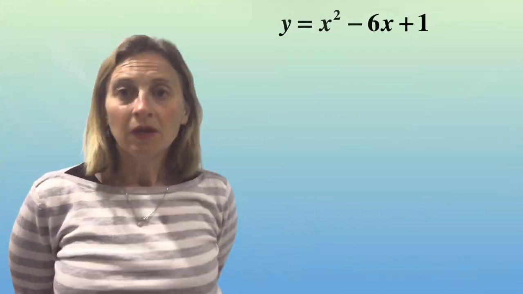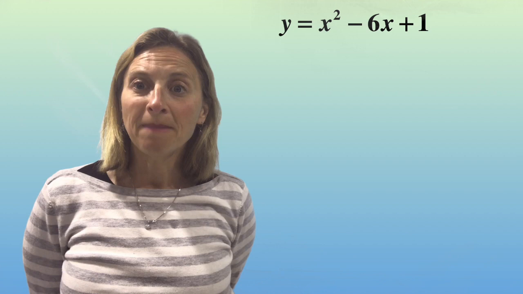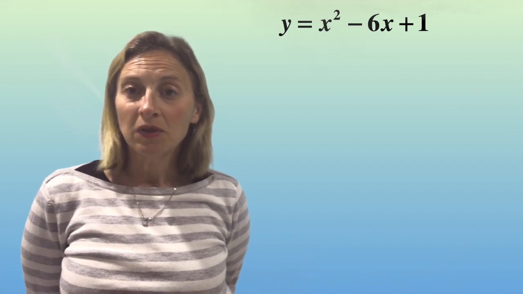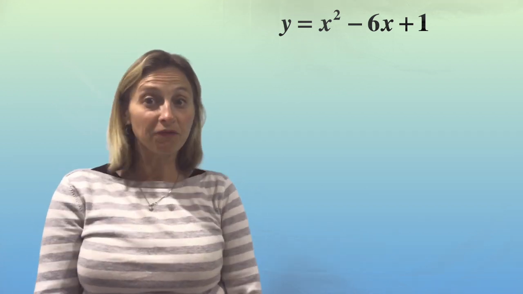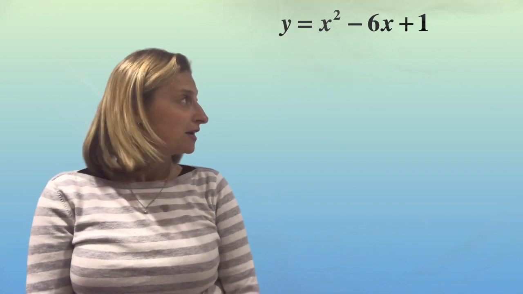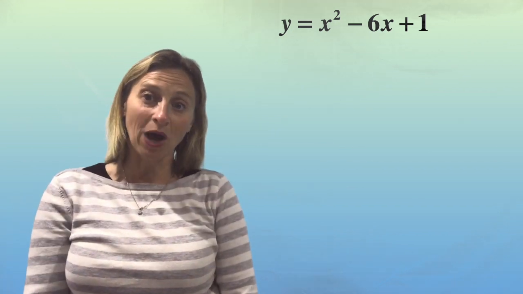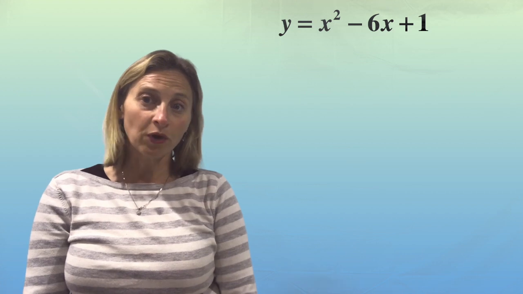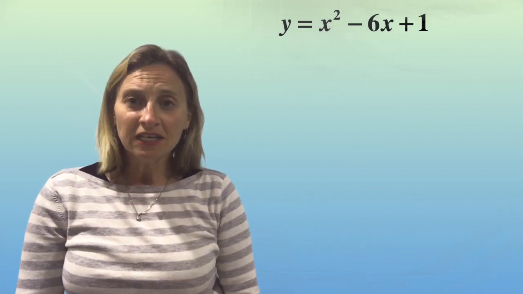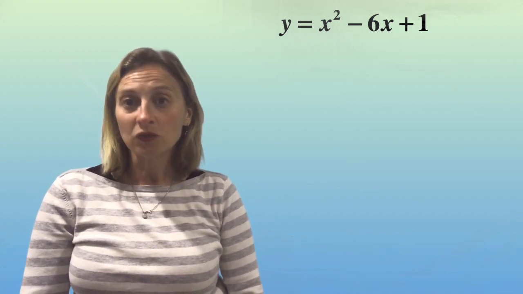Let's try one that's a little bit different. What if we have y equals x squared minus 6x plus 1? So the first thing you're going to try to do is to factorize it. That's what we've done before. But nothing multiplies to give 1 and adds to give -6, because the only factors of 1 are 1 and 1. So what are we going to do? The easiest way to do this would be to complete the square.